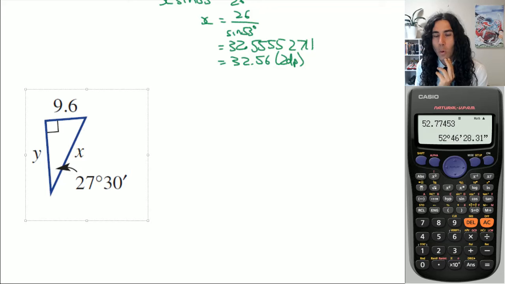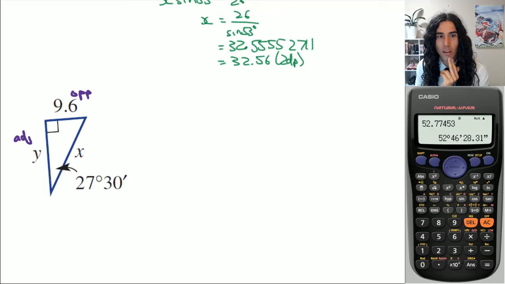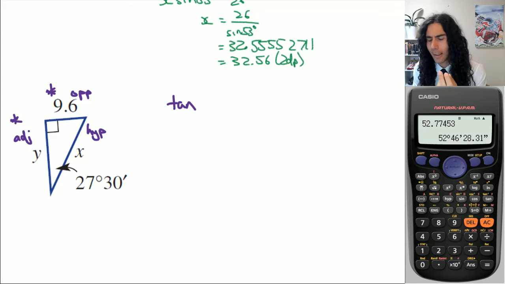So I'm going to find y first. For that, this is our opposite, that's our adjacent, that's our hypotenuse. So I want to find y. I'm going to start with those two, opposite and adjacent. It's tan. So I'm going to skip writing SOHCAHTOA. In a test, you don't really have time to write SOHCAHTOA more than once. You can write it at the start of the exam, write it once, and that should be enough.